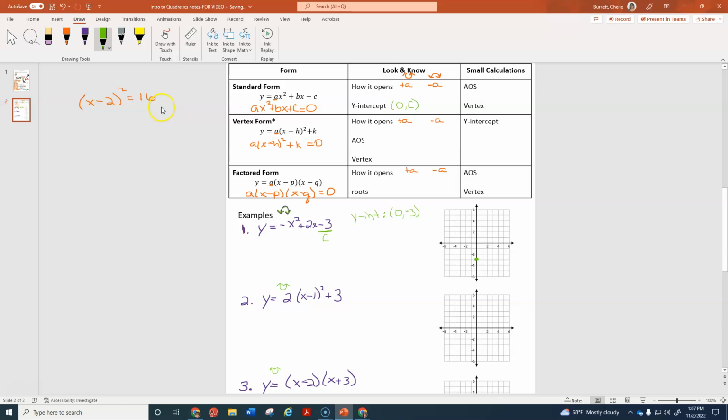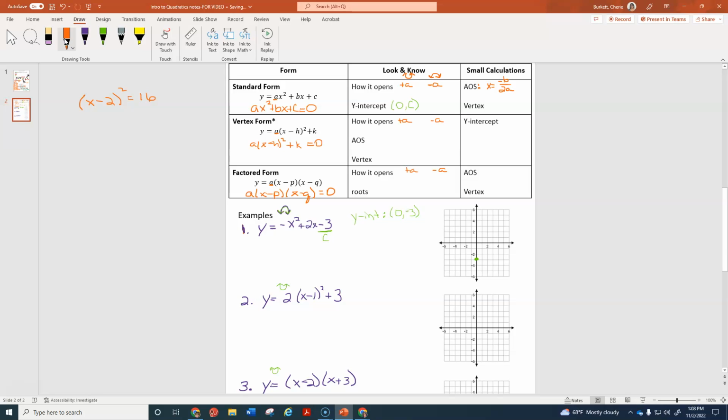The axis of symmetry is not look and know information, but it is calculate. It's a small calculation. And the small calculation is going to involve, let me change pens again. You're going to find x equals, because it's going to be a vertical line, x equals -b over 2a.